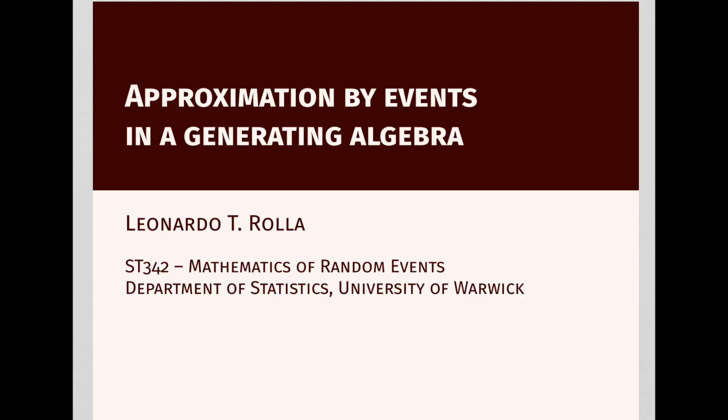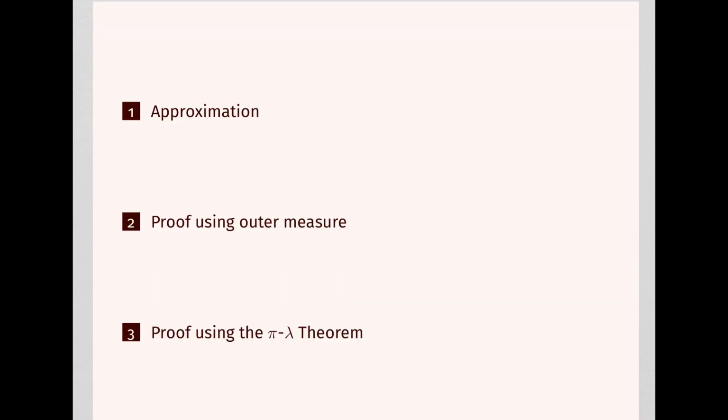In this video lecture, we're going to see a very useful tool in probability theory, which is that events can be approximated in a generating algebra. First, we will discuss what it means to approximate. Then we'll give a proof of the approximation theorem using the notion of outer measure. And then we give an alternative proof of the same property using the pi-lambda theorem.